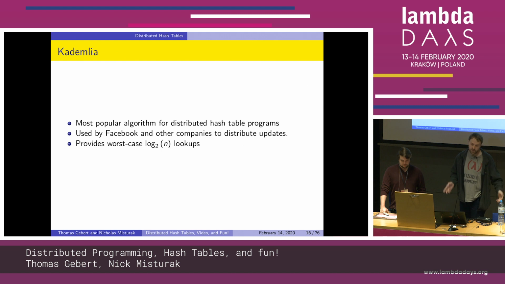We did Kademlia because it's one of the easier ones to implement. It's by far the most popular, at least in industry. The word on the street is that it's used at Facebook and other companies to distribute updates, and it gives really good lookup times, even with really, really huge clusters.